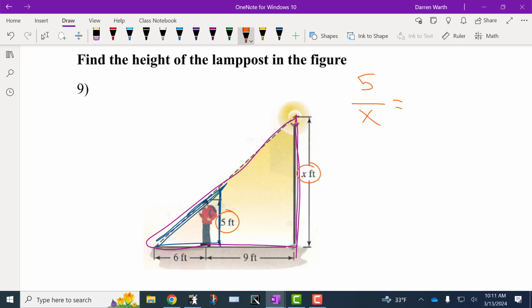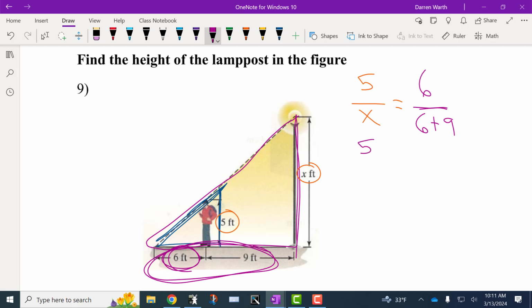And now I'm going to go from smaller triangle. So the smaller triangle right here is 6. And this larger triangle is actually 6 plus 9. So 6 plus 9 for my larger triangle. I have to add those two together. So I've got 5 over x, all equals 6, and 6 plus 9 is going to be 15. So now again, cross multiply. So I'm going to take this times this, all equals this times this. So I've got 5 times 15, all equals 6 times x.